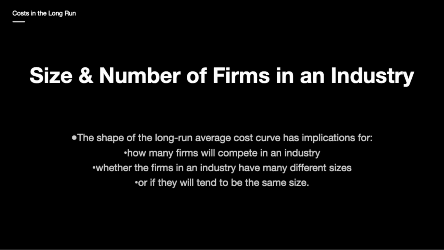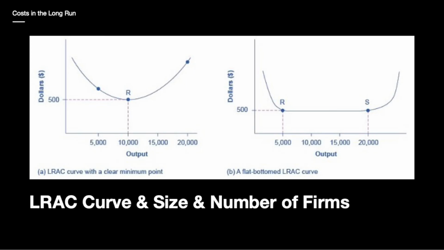The size and number of firms in an industry. The shape of the long-run average cost curve has implications for how many firms will compete in an industry, whether firms in an industry have many different sizes, or if they tend to have the same size. The long-run average cost curve and the size and the number of firms.